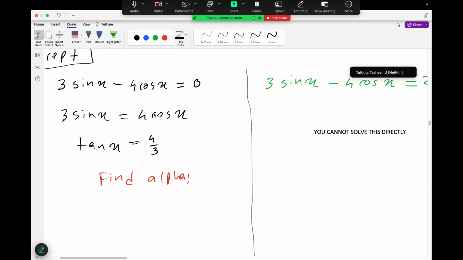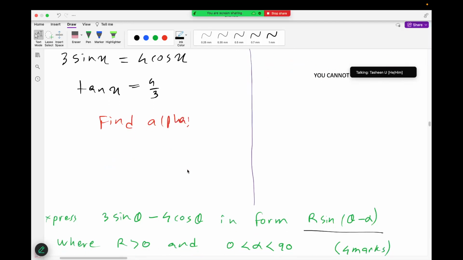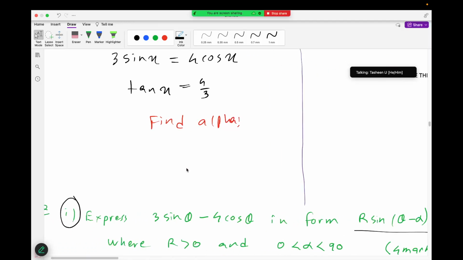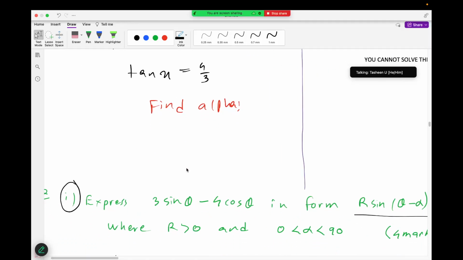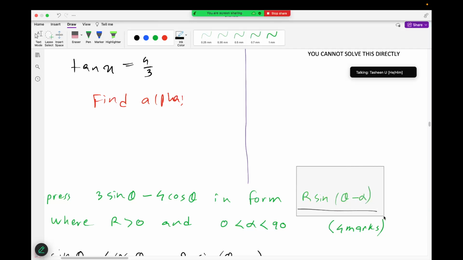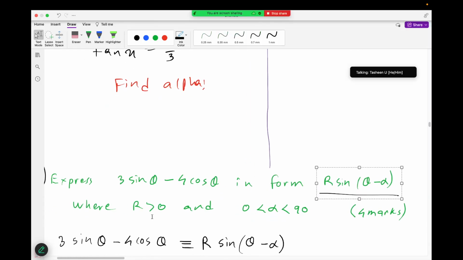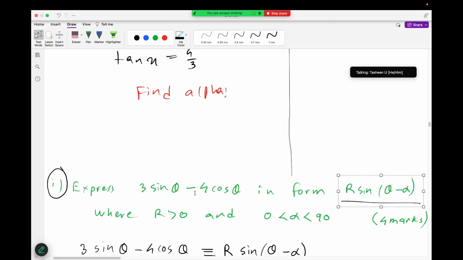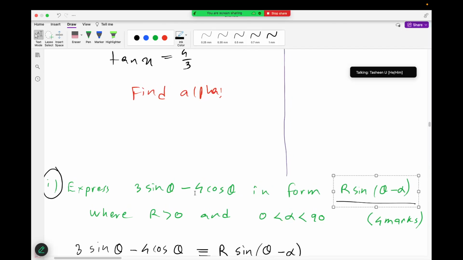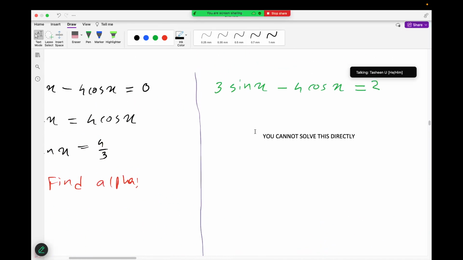So this type of question will come in two parts. First, they will tell you to express this thing in the form r sine theta minus alpha, and then you'll have to solve that. This question will always come in two parts: express in the form and then solve. It is usually worth 4 marks. So express this thing, you understand?